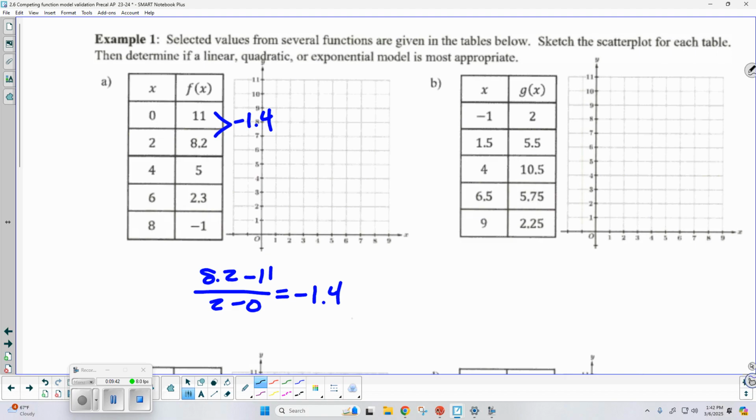So what I want you to do is take a few seconds, just like we did on that first example on the previous page. Go ahead and find me the slope from each consecutive pair of coordinates, and let's see what we end up with. The next one, we need to find the slope between 2, 8.2 and 4, 5. Now, all of these are going to be negative. Does anybody have the next one? It should be a negative 1.6. Perfect.